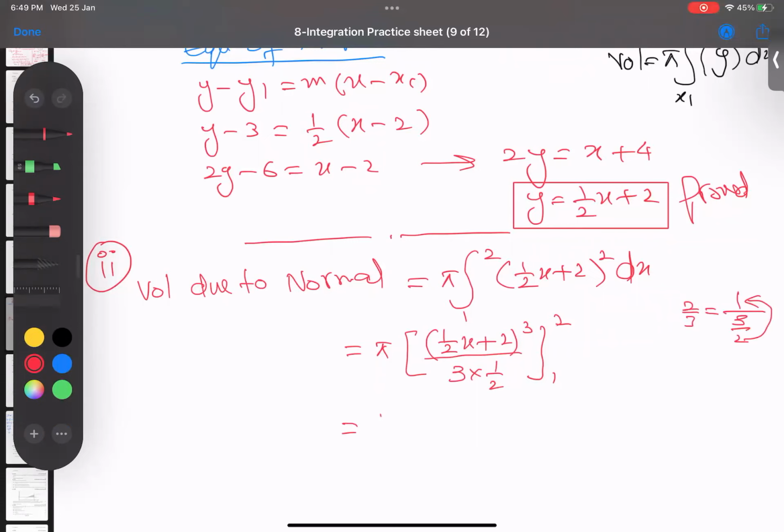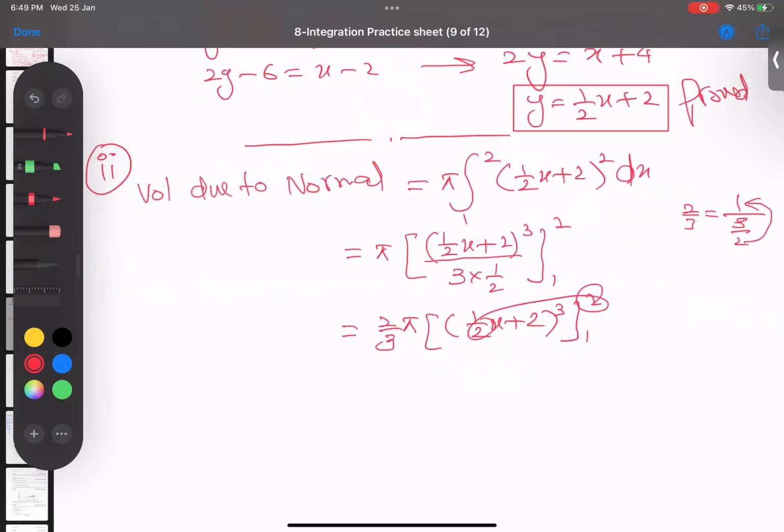So I bring this number outside with pi, which makes the question easier. It is not compulsory, but it makes the question easier. Okay. Now plug in 2 in the place of x. I get 2 by 3 pi. And when I plug in 2 in the place of x, the 2 cancels, I get a 3. And 3 cube is 27, and minus. When I plug in 1 here, I get 5 by 2, and 5 by 2 whole cube. Now it's just a matter of typing in the calculator.